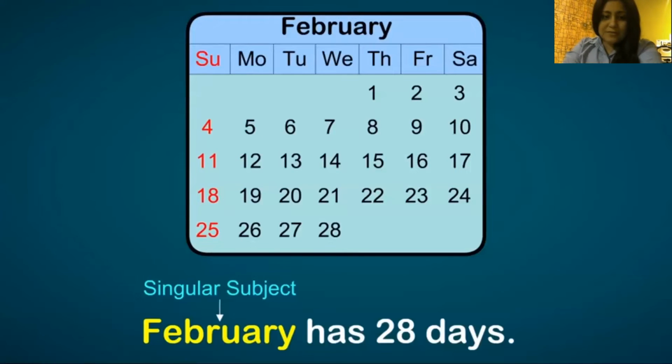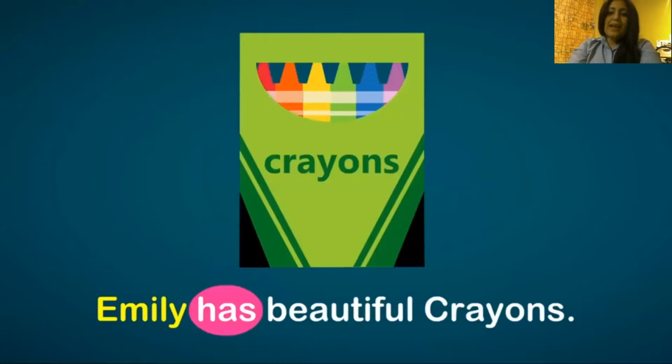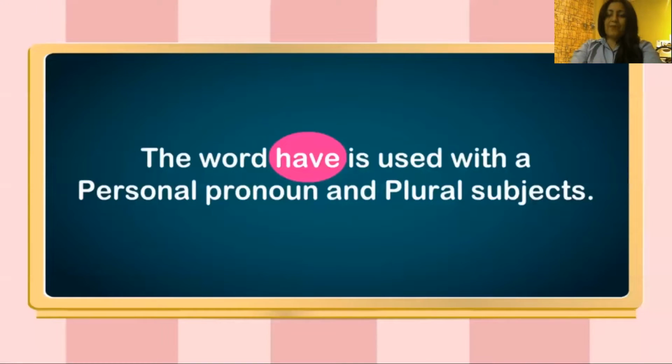For example, singular subject, February has 28 days. Singular subject, February. February has 28 days. Emily has beautiful crayons. Okay, so now the word have.